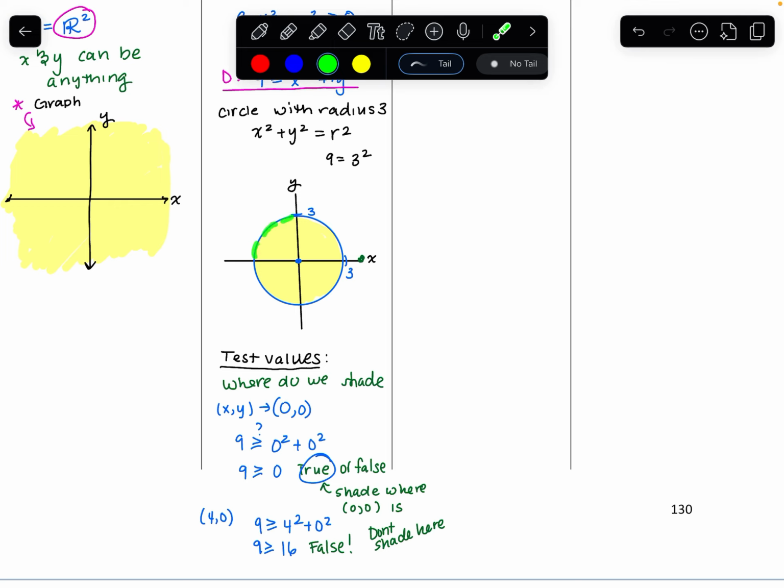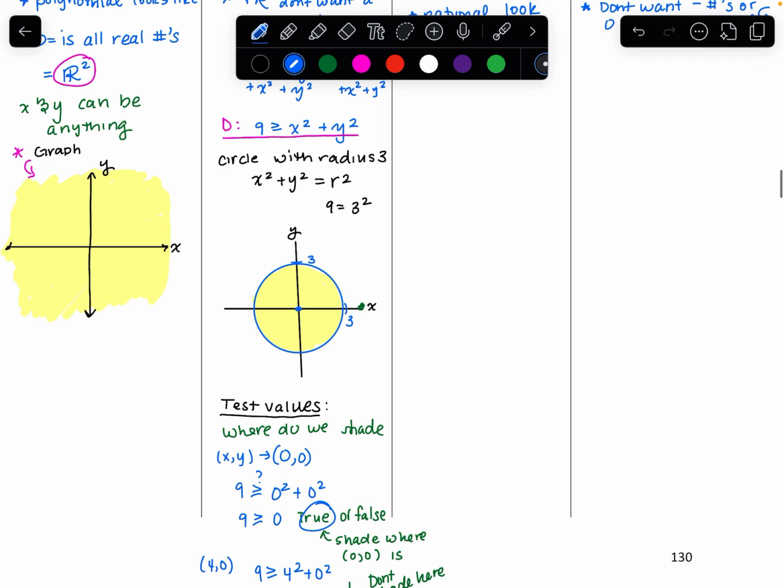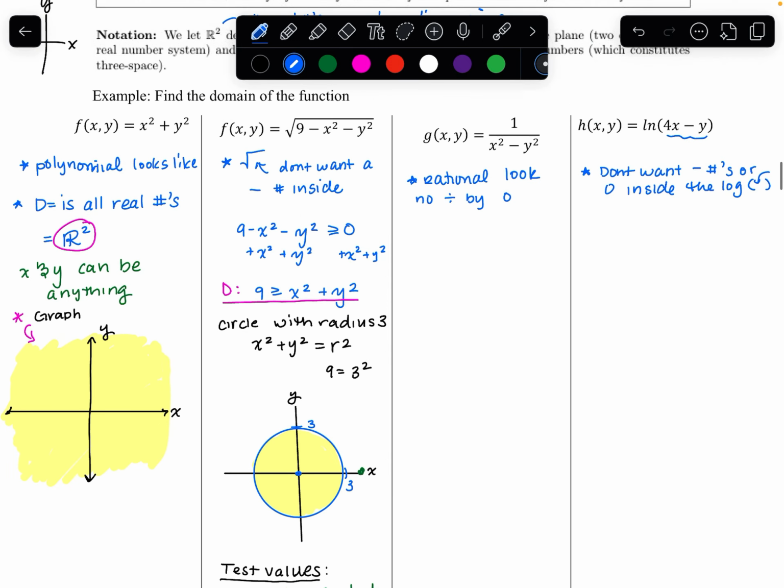So this circle, the way that I drew it was very intentional. Let's compare it with the next example and we'll revisit this idea. But there's a reason why I used a solid line. Okay, so let's look at this x squared minus y squared. Said it looks like a rational. Can't divide by 0, right? So x squared minus y squared just can't be 0.